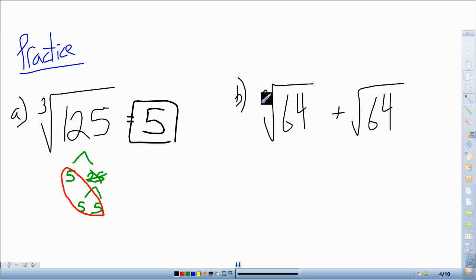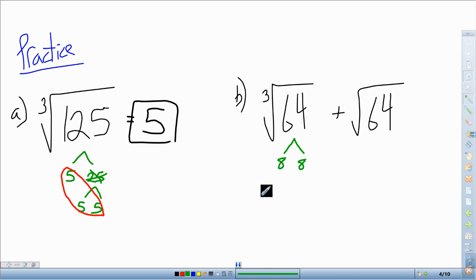Okay, on letter B, the cube root of 64 and the square root of 64. I might want to make a point when we get to this one. Let's go ahead and break down the cube root of 64. Okay, so 64. When I think of 64, I think of 8 times 8. All right, that's the first thing that comes to mind for me. So that's what I'm going to start with.